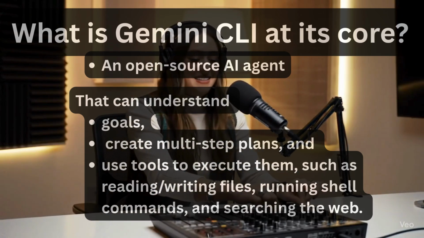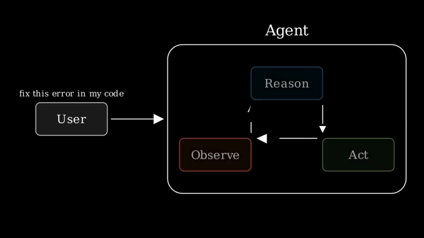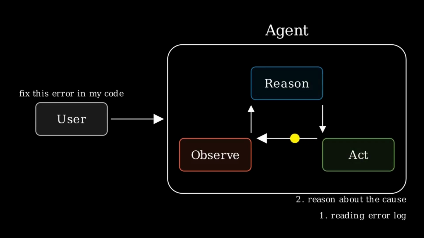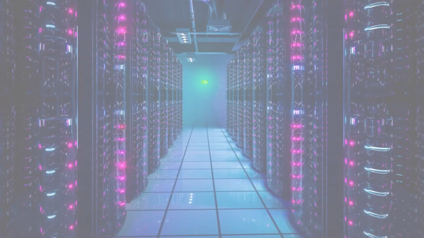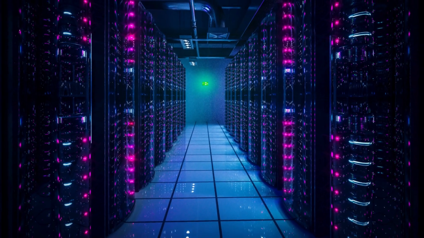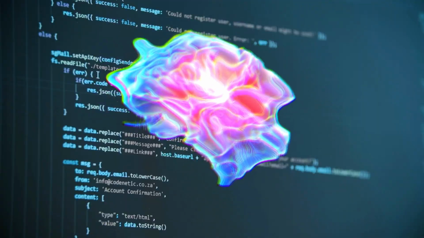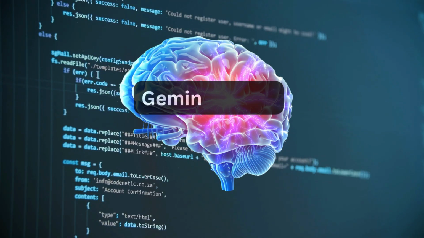Sure, think about debugging. You could say, hey, fix this error in my code. Gemini CLI might then read the error log, reason about the cause, modify the relevant source file, maybe run the build command to check, and then verify if the fix actually worked. It's a whole sequence of actions. Okay, that is a significant step up. What's powering this? What's the brain here? The brain is Google's Gemini 2.5 Pro model, which, by the way, you get access to even on the free tier, which is pretty huge.